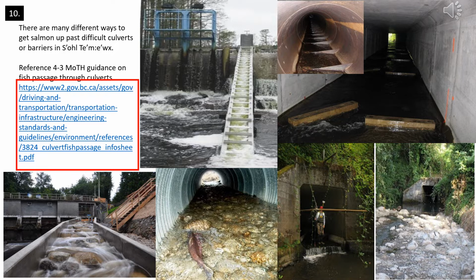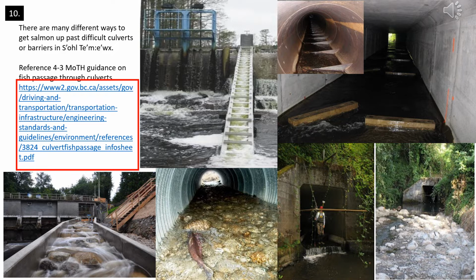Down below, you'll see a round culvert with a nice red coho salmon, and often culverts can have gravel placed on the bottom. It roughens it up, makes it easier for both adults to get up, but also for juveniles to get up these smooth culverts.